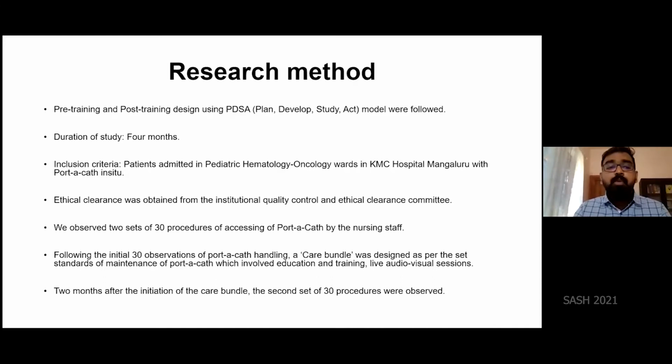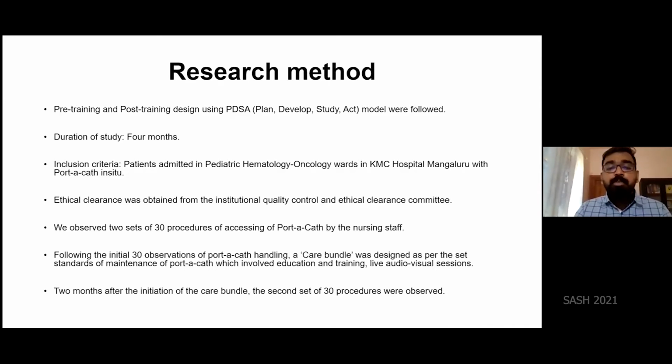The research methodology, we used pre-training and post-training design using the PDSA model, which is the Plan, Develop, Study, Act model. The duration of study was 4 months, and the inclusion criteria was the patients admitted in pediatric hematology oncology wards in KMC Hospital, Mangalore, with Portacat in situ. The ethical clearance was obtained from the Institutional Quality Control and the Ethical Clearance Committee. The residents of the department were conducting the QIP. We were trained by the pediatric hematologist oncologist who has been accessing and has trained for accessing Portacat since the last 15 years.